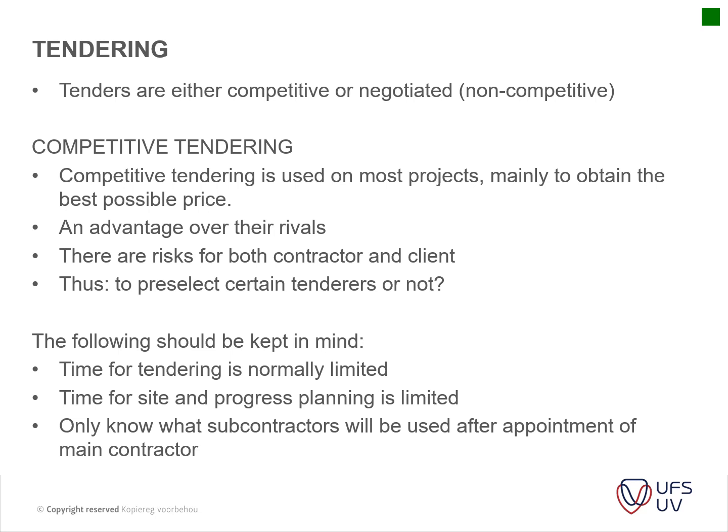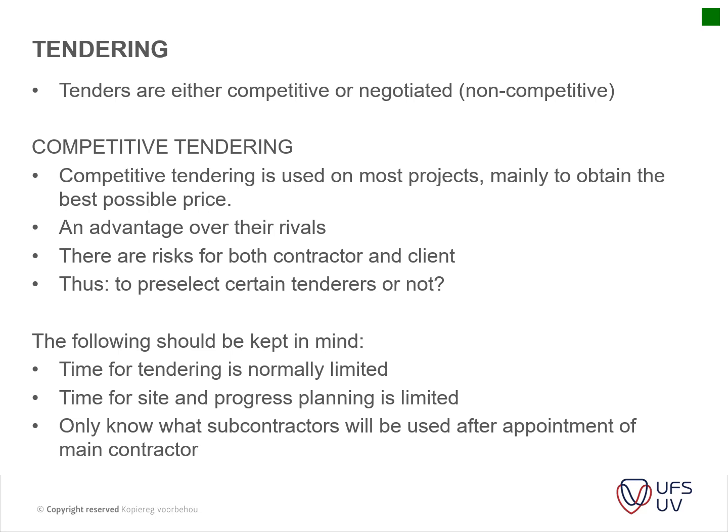Tenders are either competitive or negotiated, so non-competitive. That's the two basic sides of it. You always try to get as competitive tenders as you can, because that drives down the cost of your project. If you only get one quote and the tenderers are aware of that, they can basically make their price, because there's no competition.